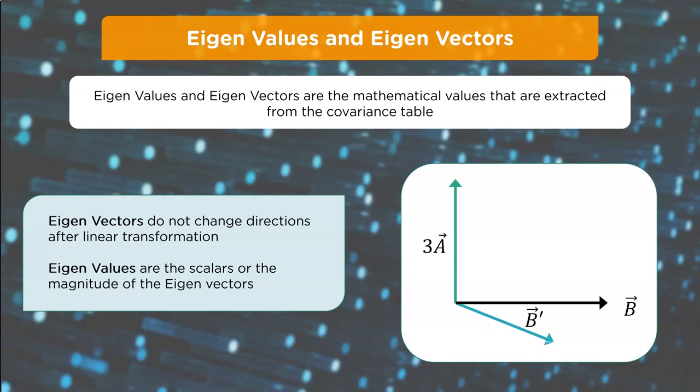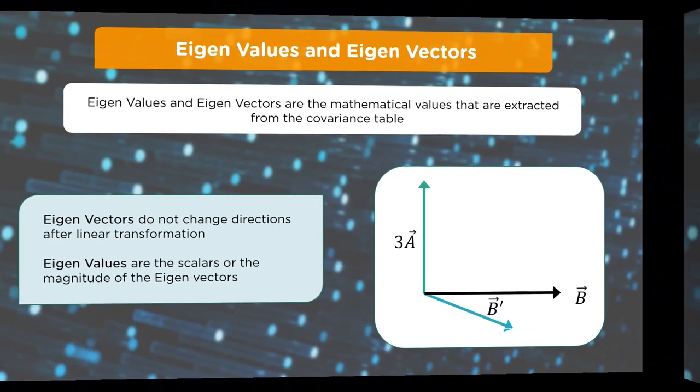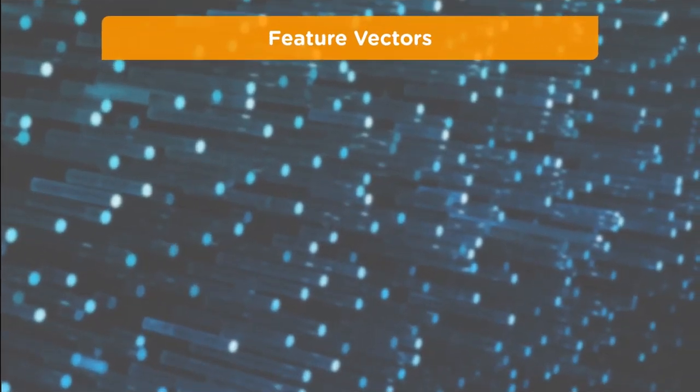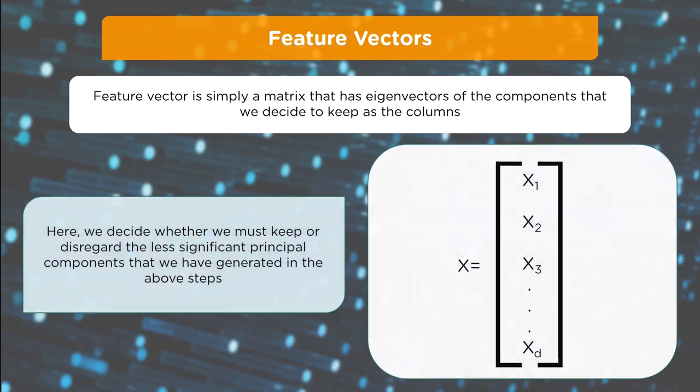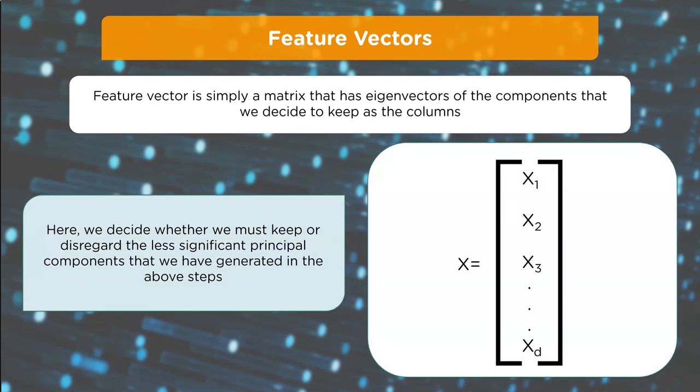And again, this is just transforming that data. So we're going to change the vector b to the b prime as denoted on the chart. And so when we have multiple variables, how do we calculate that new variable? And then we have feature vectors. A feature vector is simply a matrix that has eigenvectors of the components that we decide to keep as the columns. Here we decide whether we must keep or discard the less significant principal components that we have generated in the above steps. This becomes really important as we start looking at the back end of this, and we'll do this in the demo, but it's one of the more important steps to understand.